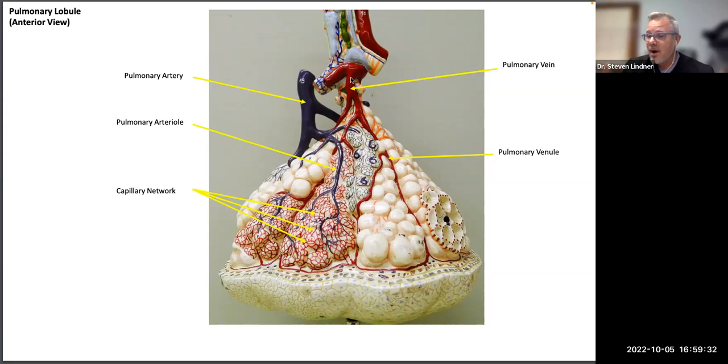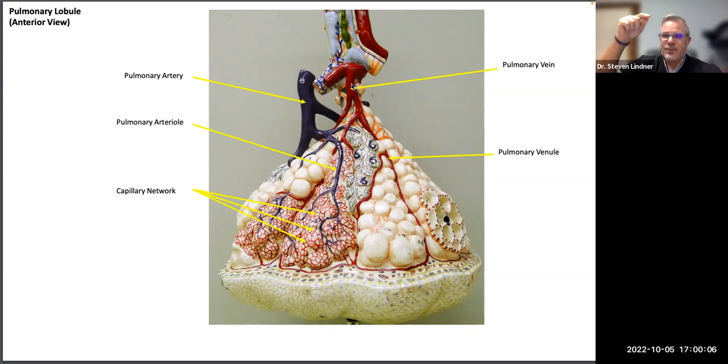But when we think of arteries, most of the time, arteries are red and veins are blue. But when we look here at the level of the lung and the level of the heart, it's flip-flopped. If we look at the pulmonary artery, the pulmonary arteriole, those are blue. If we look at the pulmonary venule and the pulmonary vein, those are red. Why is this vein red? It is carrying oxygenated blood back into the left atrium.